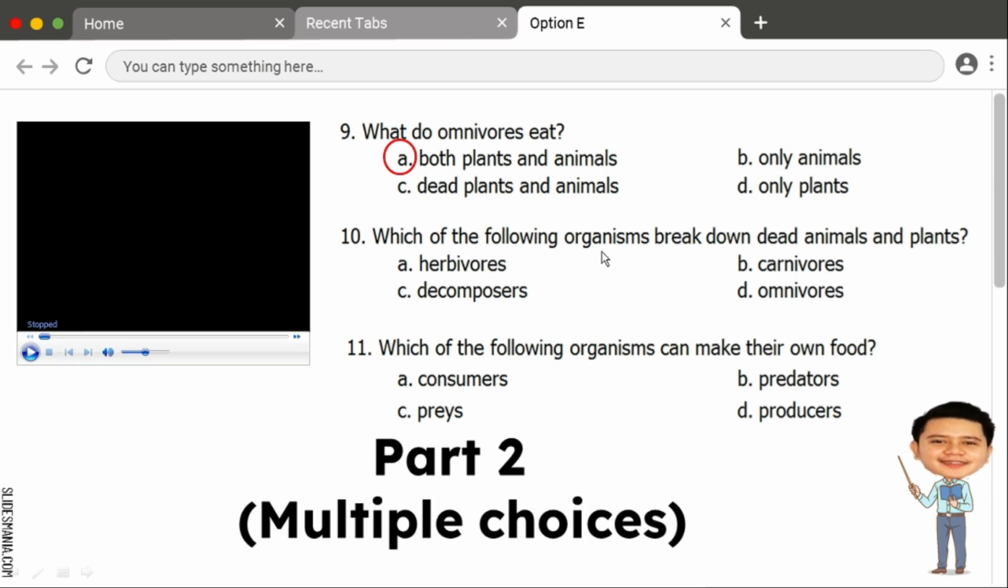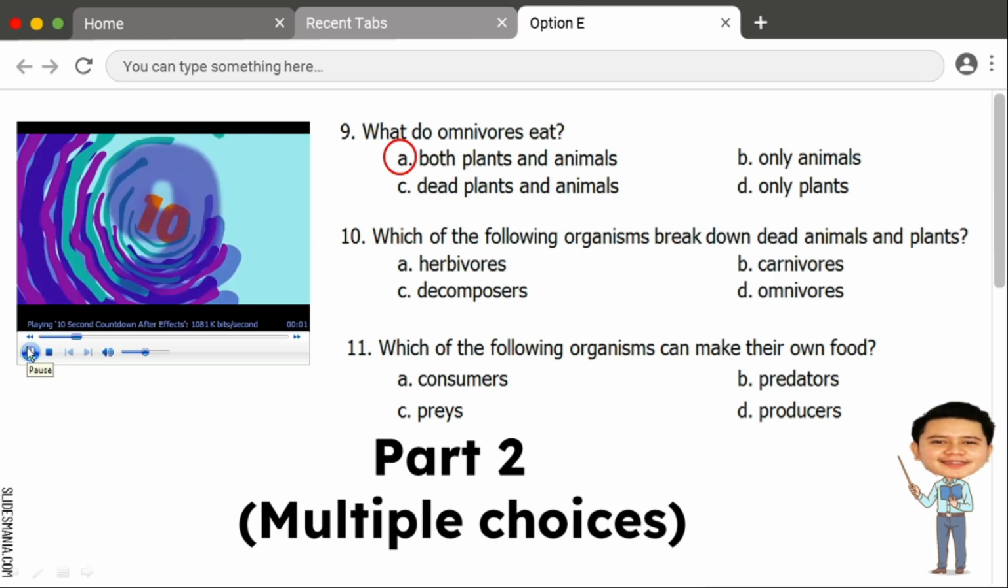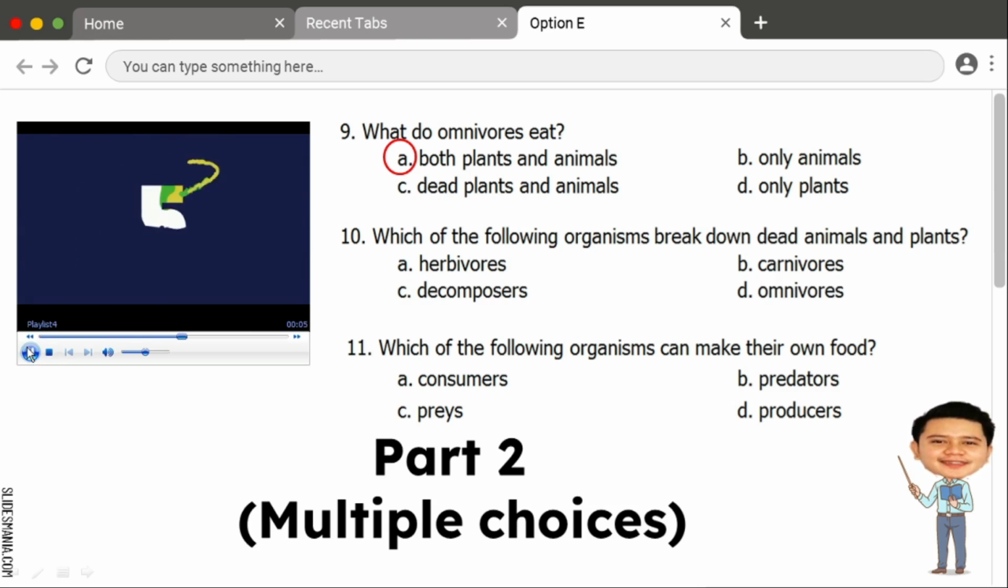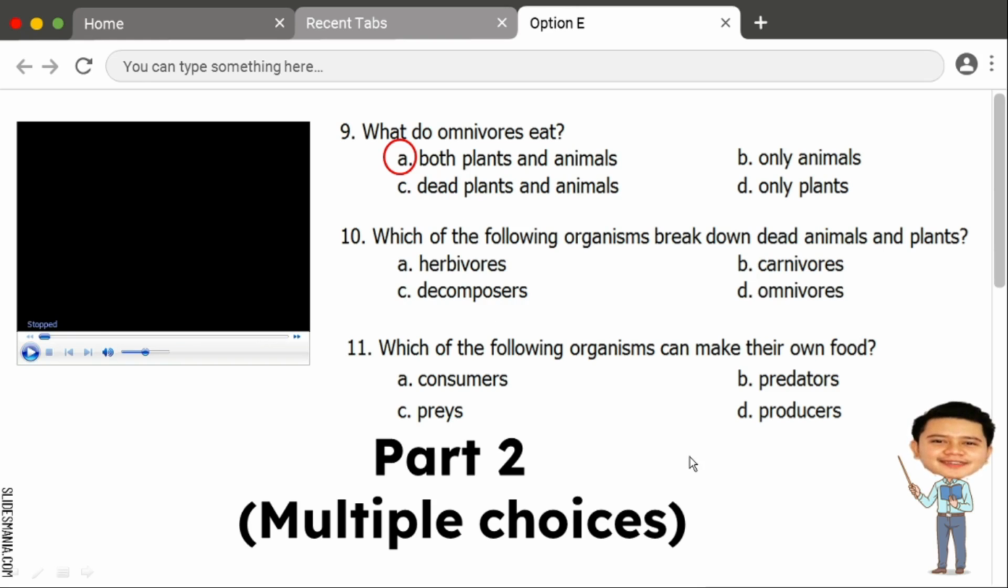Number 10. Which of the following organisms break down dead animals and plants? Is it A. Herbivores, B. Carnivores, C. Decomposers, or D. Omnivores? 10 seconds. The correct answer is letter C. Decomposers.